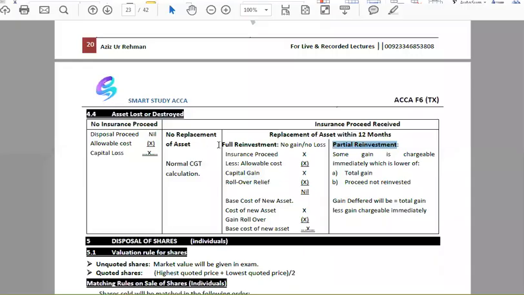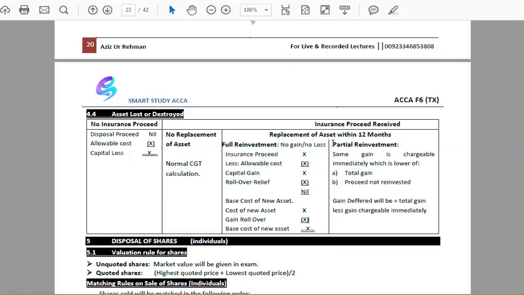So this was the case of full reinvestment. In case of full reinvestment, there will be no gain, no loss. Insurance proceeds will become your selling proceeds. You will deduct your cost. You have a capital gain. Your gain will be rolled over. Your gain will be deferred. And this rollover gain will be deducted from the cost of the newly purchased asset.